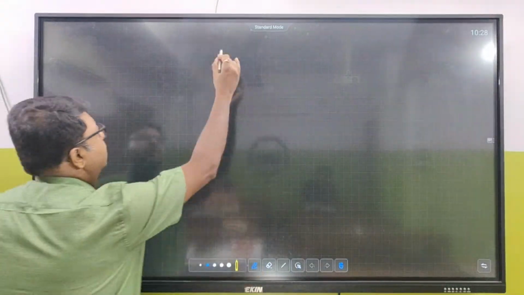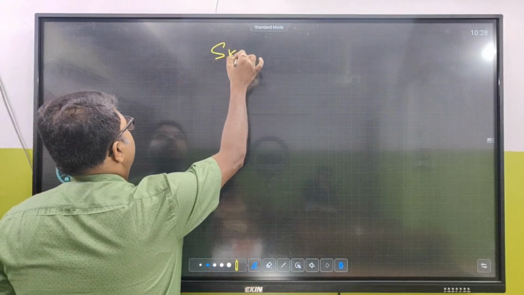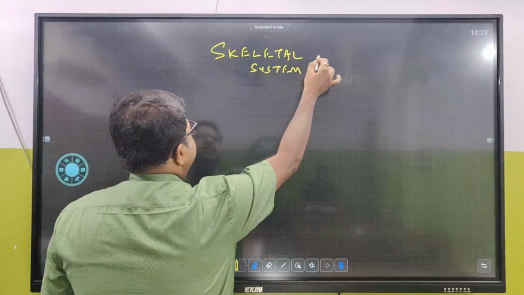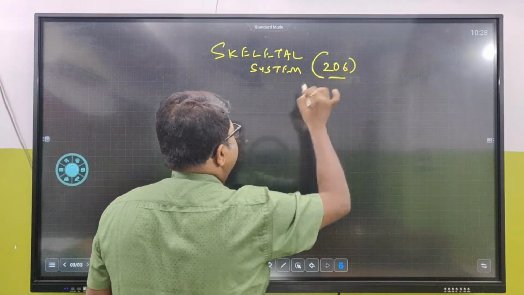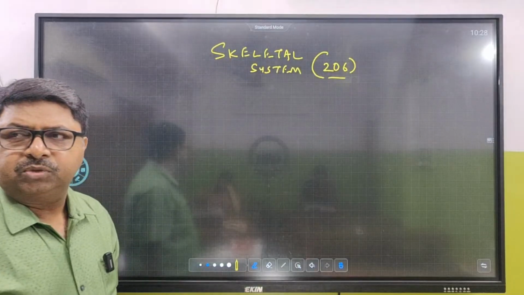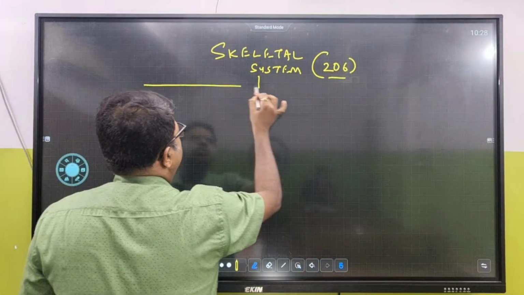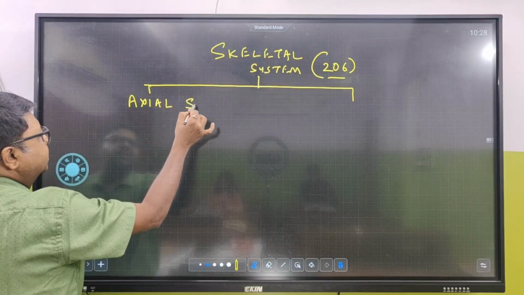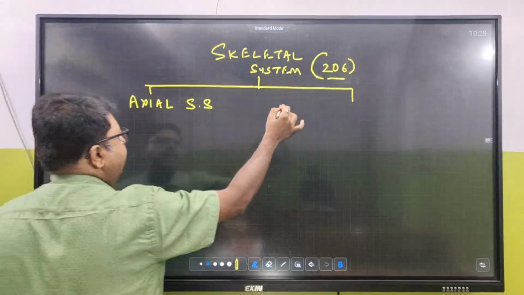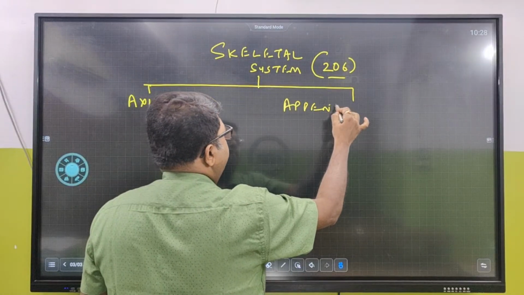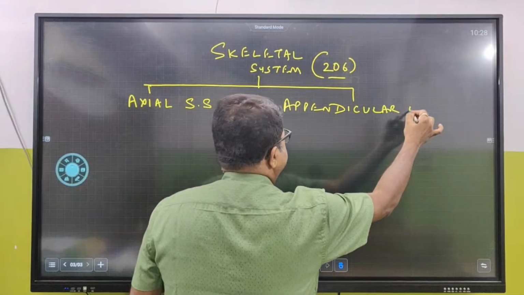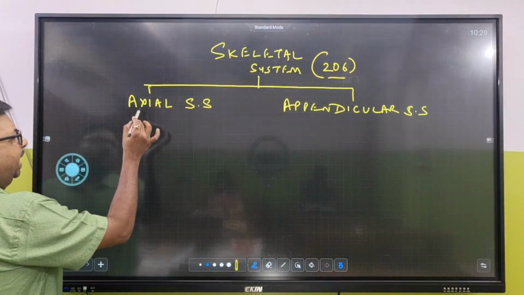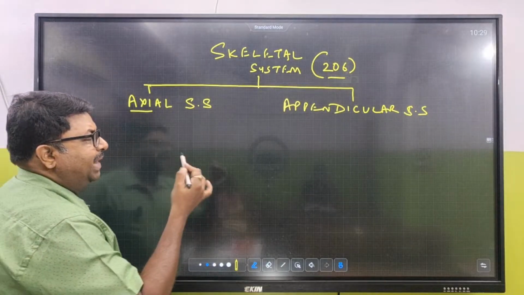Okay, now when we talk about the bone, we need to study about the skeletal system. In our skeletal system, how many bones do we have? 206 bones. And out of 206 bones, if we classify them, we can broadly classify them into axial skeletal system and appendicular skeletal system. When we talk about axial skeletal system, that means the main axis of the body.